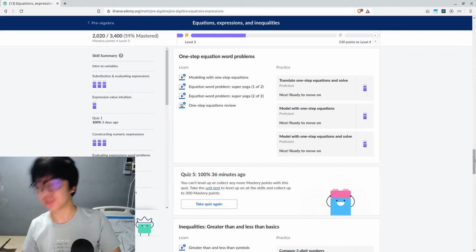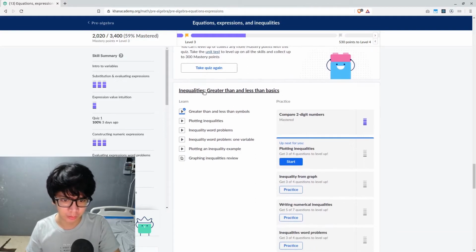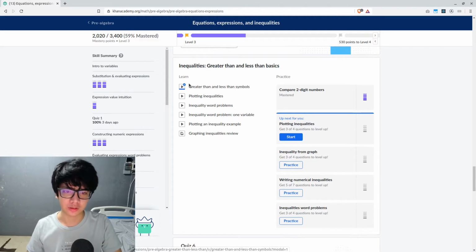Part 21, let's go! Last time was the fifth quiz, and now we're on inequalities, greater than and less than basics.